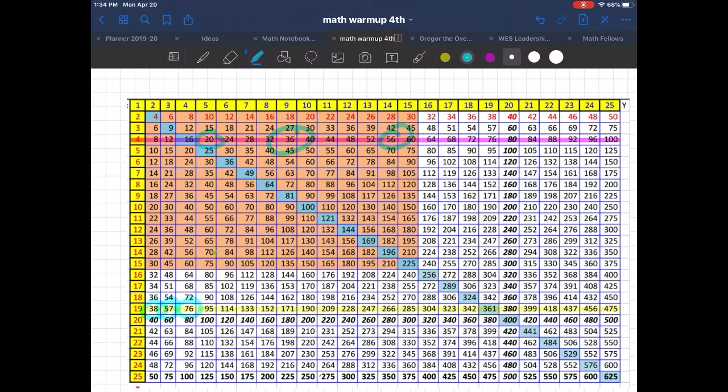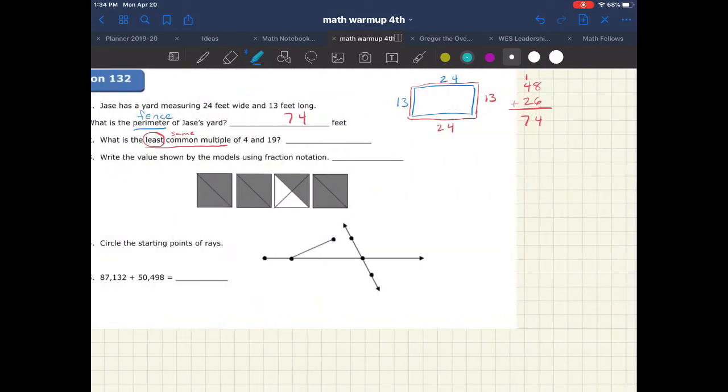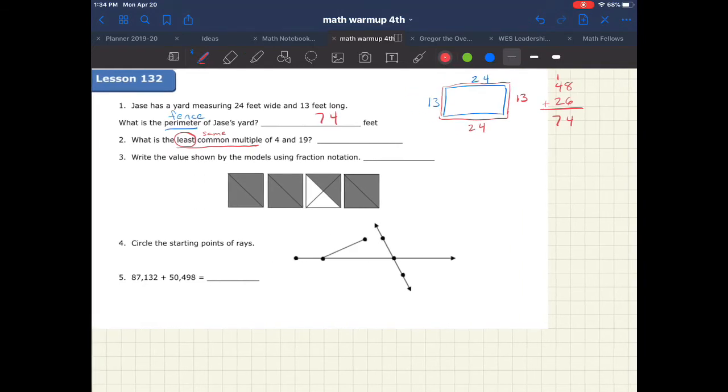76, the fourth multiple of 19. 4 times 19 is 76. There is a match there. Oh, look, it's the 19th multiple of 4. 4 times 19 is 76. So where we match is at 76. That's the lowest multiple of each number that matches. So my least common multiple of 4 and 19 is 76.